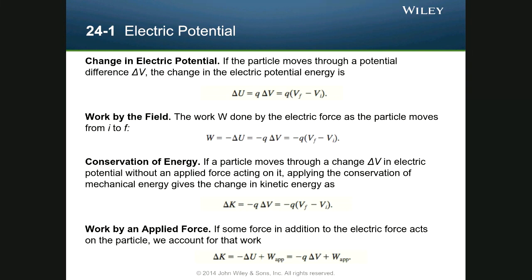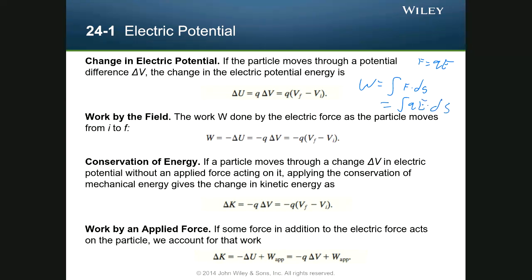work is equal to the integral of F dot ds, right? But since we're talking about the electrostatic force, F is equal to QE, right? So this becomes the integral of Q E dot ds.